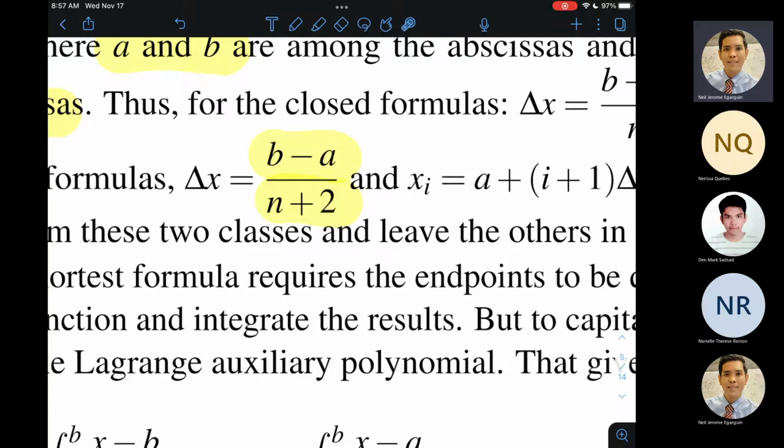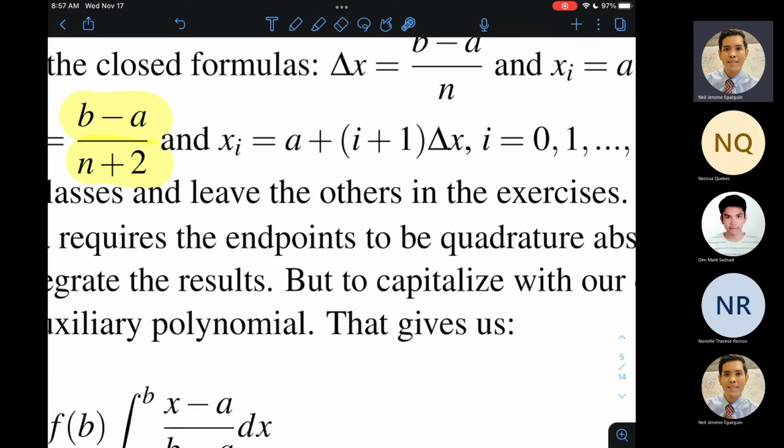Okay? And once you get this delta x, to get from one abscissa to another, magdagdag lang tayo ng i plus 1 times delta x. So para makuha si x sub 0, nagsimula nga pala tayo kay x sub 0, so yung unang abscissa ay x sub 0. Mula kay A, magdadagdag lang ako ng isang delta x, para makaabot siya doon. So si A hindi talaga kasali. Para makapunta kay x1, magdadagdag ako kay A ng dalawang delta x, and so on, hanggang makaabot ako ng x sub n. But x sub n will not be equal to b. Alright? So ito yung pagpili ng equally spaced abscissas.